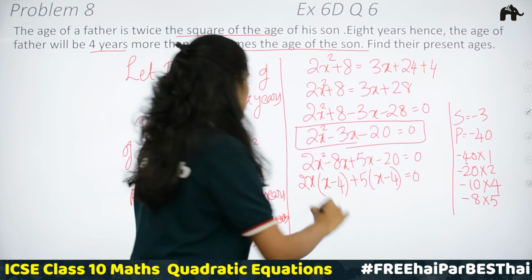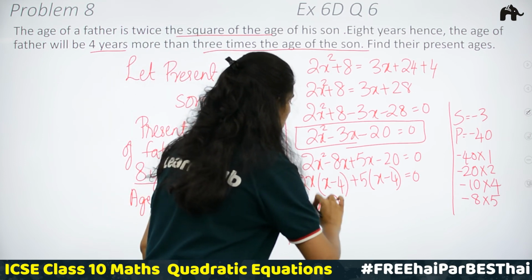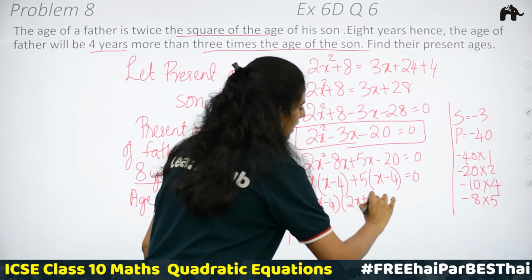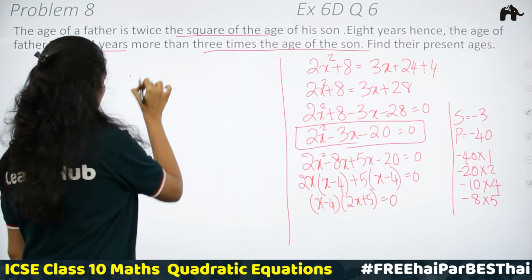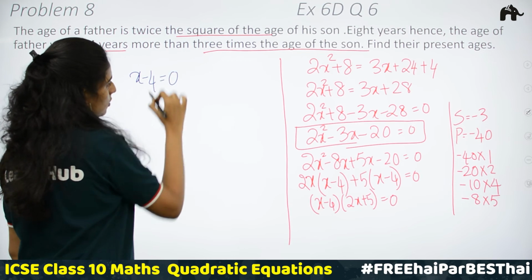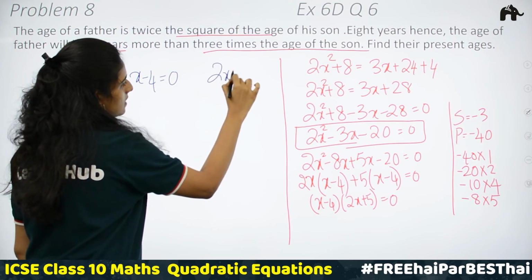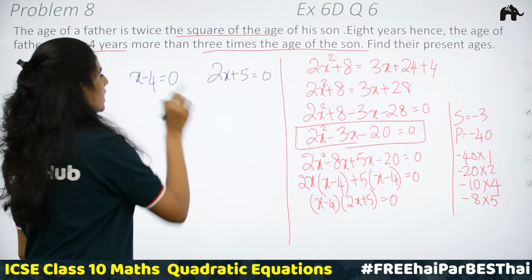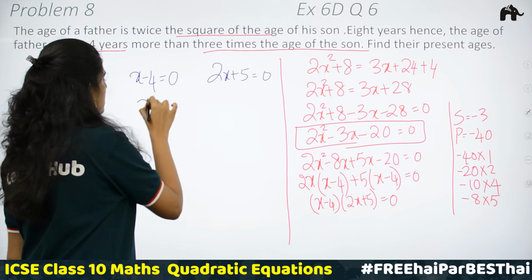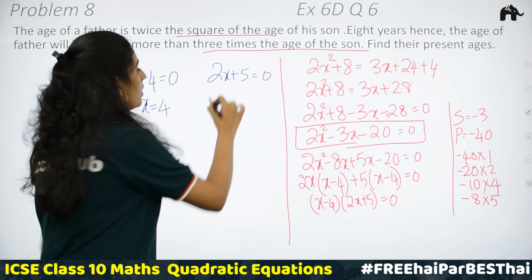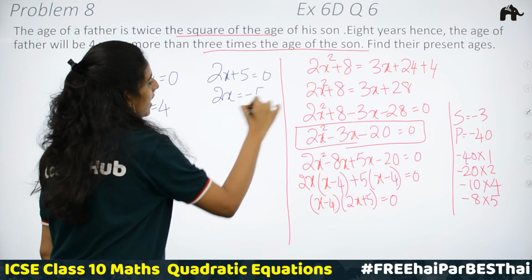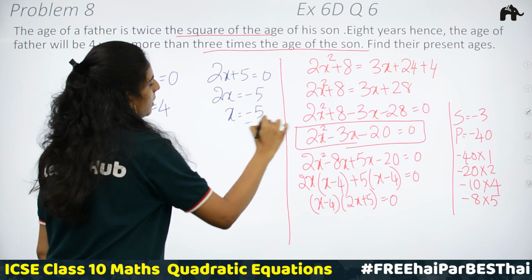Then x minus 4 into 2x plus 5 is equal to 0. Applying the zero product rule, x minus 4 is either equal to 0 or 2x plus 5 is equal to 0. If x minus 4 is equal to 0, then x is equal to 4. 2x plus 5 is equal to 0, 2x is equal to minus 5 and x is equal to minus 5 by 2.